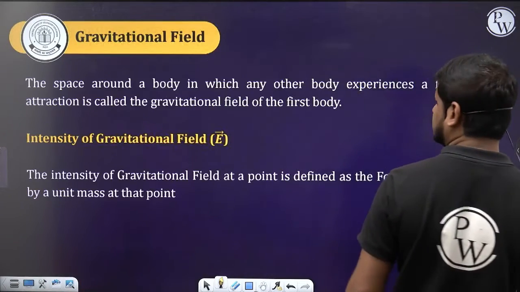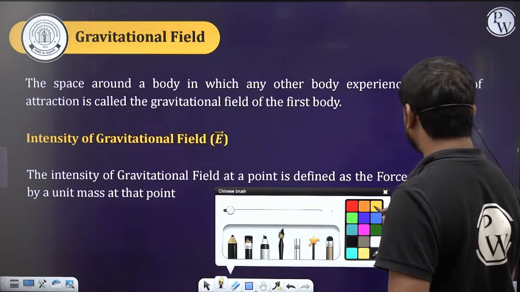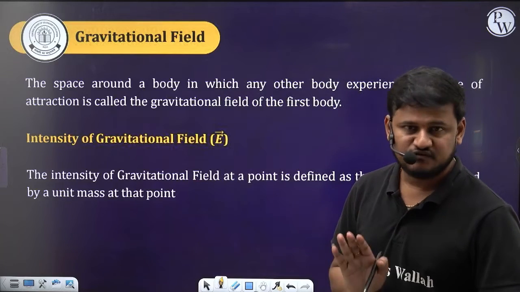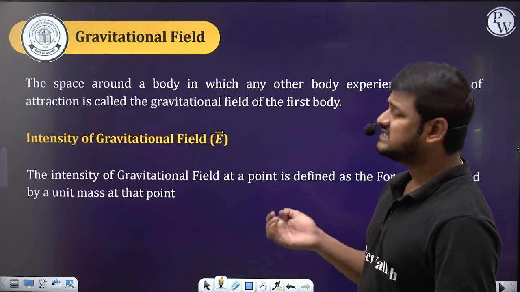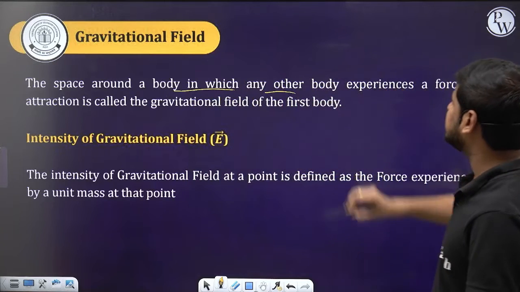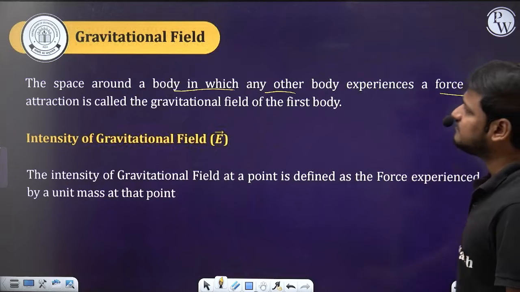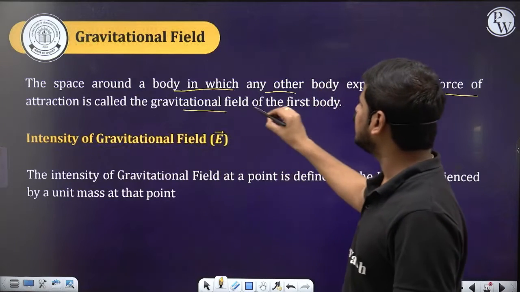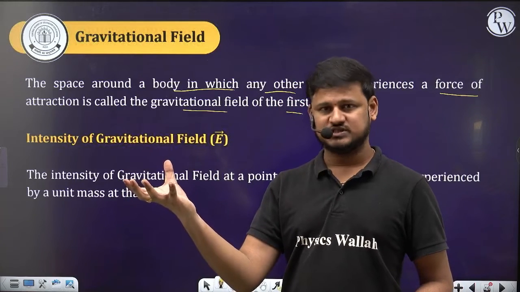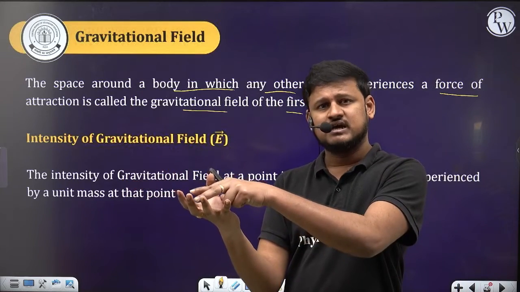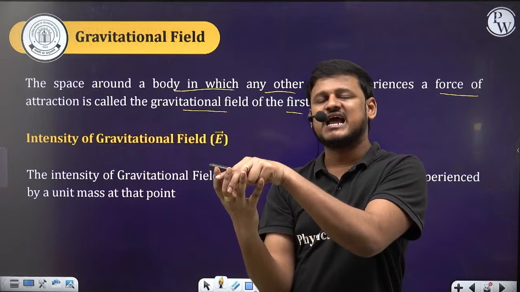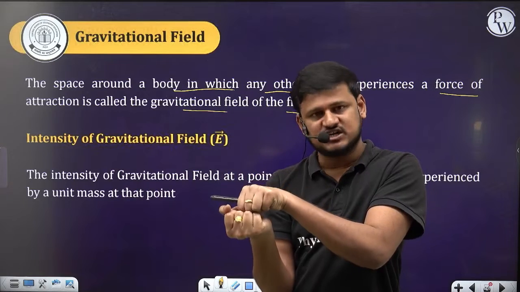So let's move further. The next question, let's go for the gravitational field. Till now whatever we discussed is gravitational force. Now what is gravitational field? It is the space around a body in which any other body experiences a force of attraction, called the gravitational field of the first body. Simply, if you place an object, the vicinity around this object which can attract other objects is called the gravitational field.